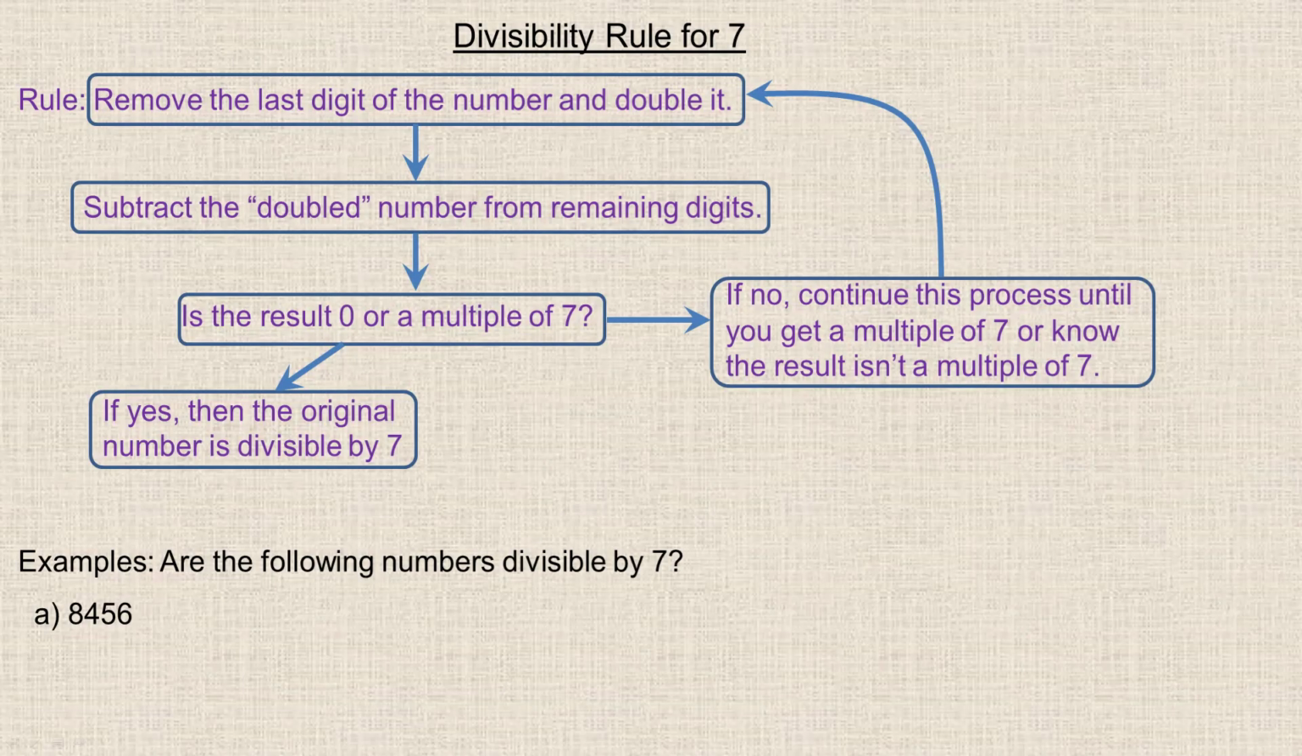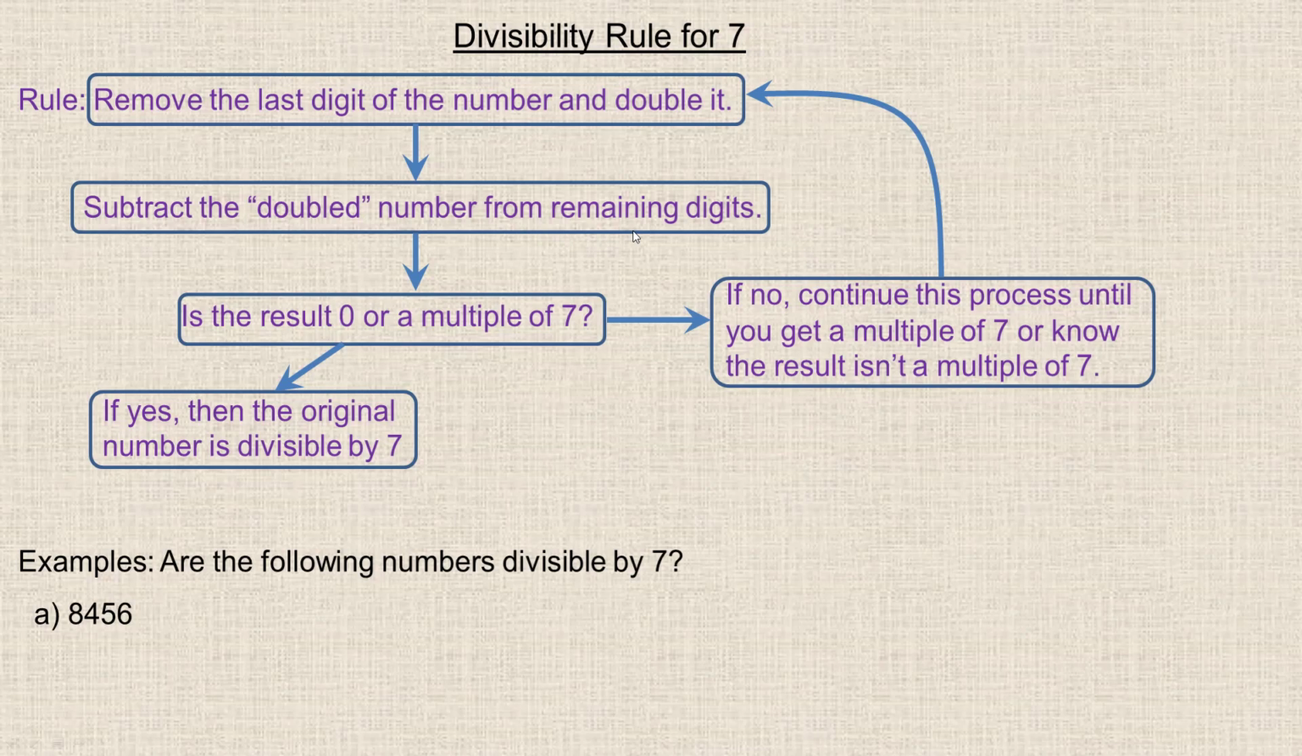In this tutorial, we're going to take a look at the divisibility rule for 7. And it's quite a different rule than the divisibility rules for other numbers like 2, 3, 4, 5, 6. So the procedure goes like this. We remove the last digit, the ones digit, and you double it. And you subtract that doubled number from the remaining digits.